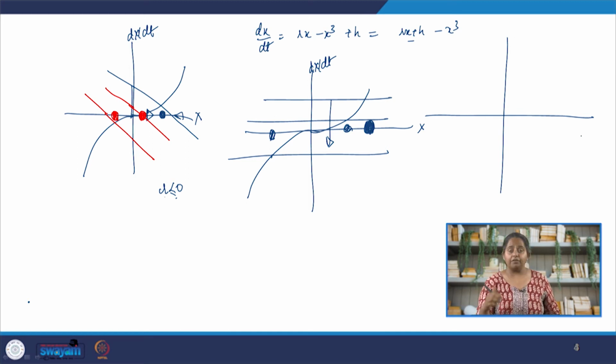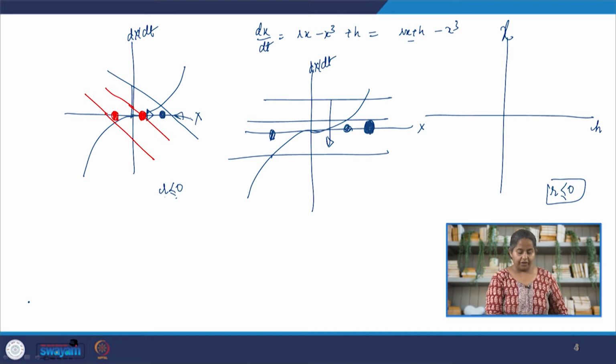Because we are varying h, we'll put h on the x-axis and we'll put fixed points on the y-axis. In this case, r is less than or equal to 0, quite similar behavior. So we can put them all together in r less than or equal to 0. Now when h is positive, we have a positive fixed point and it reduces as h reduces. When h is equal to 0, then the fixed point is 0. And then as h reduces to a negative number, the fixed point also goes negative. And this is forever a stable fixed point.